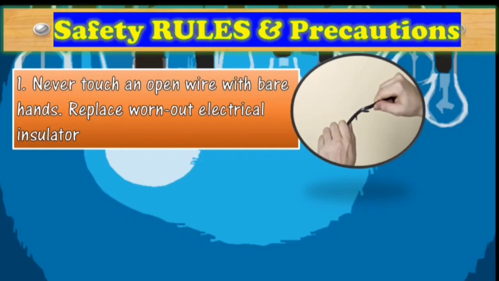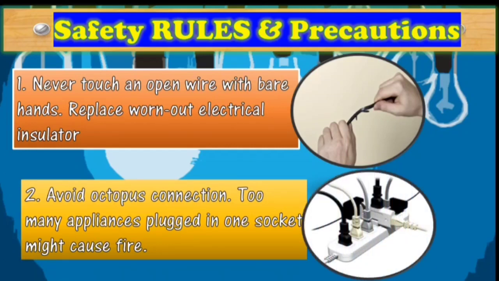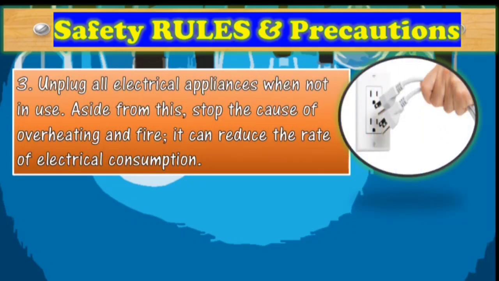And if ever na ganun yung makakalabasan ng iyong kuryente, kailangan ma-replace yon o kaya i-electrical tape. Number two, avoid octopus connection because too many appliances plugged in one socket might cause fire, just like shown in the picture. Next one is unplug all electrical appliances when not in use. Aside from this, it stops the cause of overheating and fire. It can reduce the rate of electrical consumption. So that is the best thing to do.